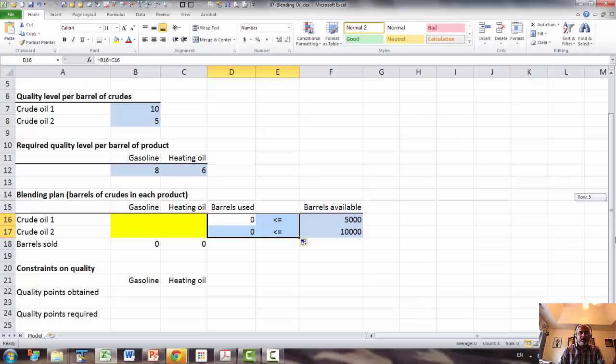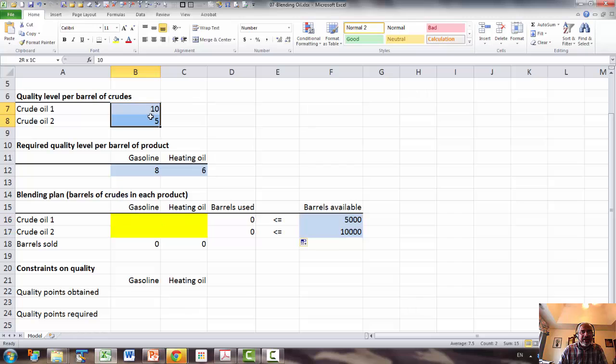Now the quality points constraint. Here we know that each barrel of crude oil 1 will give us 10 quality points. So if you multiply that with how many barrels of crude oil 1 will be used for gasoline, that will give us the total quality points we get from crude oil 1 for gasoline. You do the same thing for crude oil 2: how many barrels of crude oil 2 will be used for gasoline, and you multiply that with 5. So that will give us the total quality points we will have in gasoline.